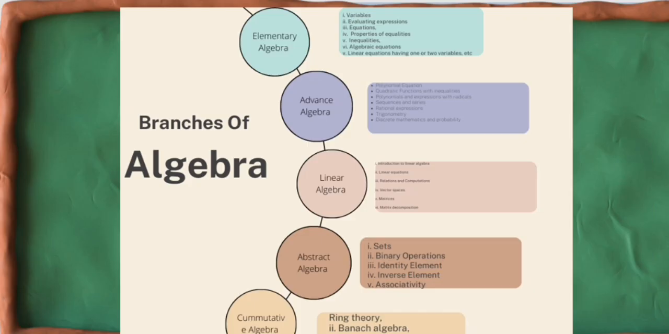So we have a chart here that shows all the branches of algebra, which include elementary algebra, advanced algebra, linear algebra, abstract algebra, commutative algebra, and their branches.